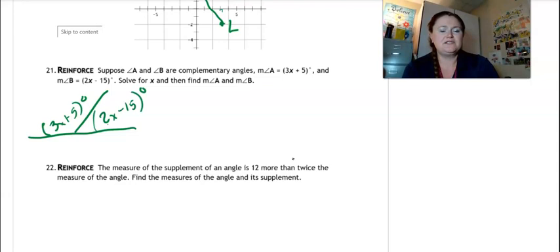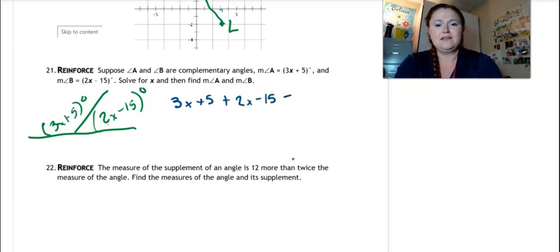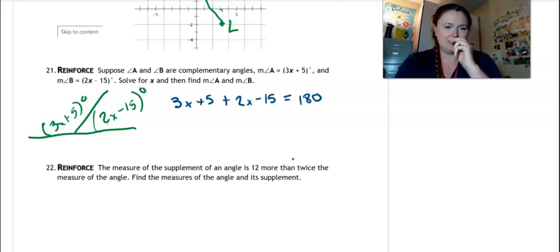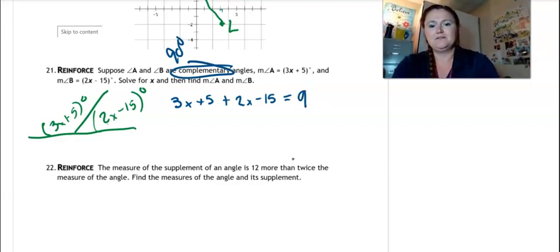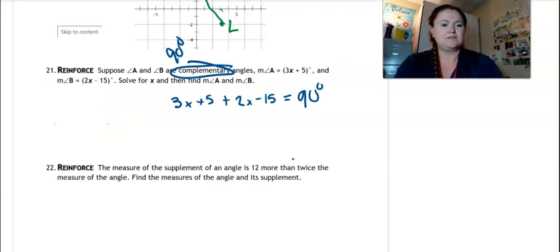Since we know that these two angles add up to 180, we have to write an equation using those two angles. So I'm going to write the equation 3x plus 5 plus 2x equals 180 degrees. Oops, I'm sorry. Complementary, that's 90 degrees. So not only did I write my equation wrong, this should be 90 degrees.